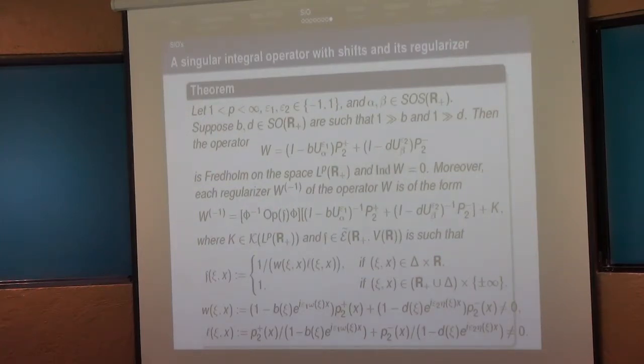Moreover, we can give the explicit form of the regularizer of the operator. So an operator is Fredholm if there is its regularizer, that is, an operator such that the initial operator times that operator, on both sides, gives the identity operator plus a compact operator. So this regularizer is the following.